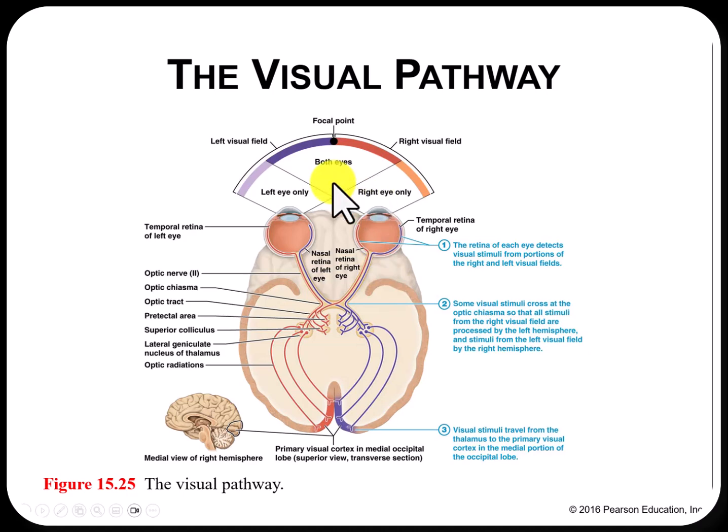And so this overlap is what gives us binocular vision, so depth. So depth perception is needed. Both fields of vision are needed for that depth perception. And so they come through the optic chiasm and then come back to the occipital lobe where the primary visual cortex is located.